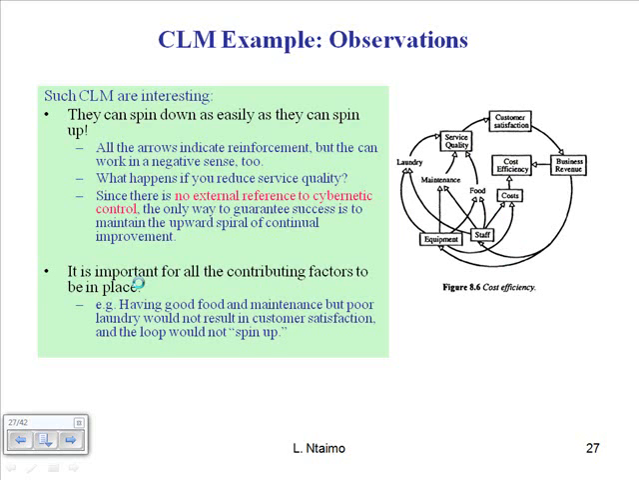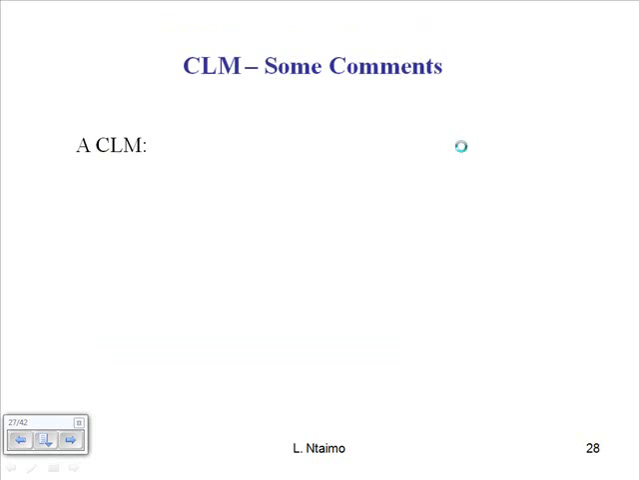It is also important for all the contributing factors to be in place, such as good laundry, maintenance, food. For example, having good food and maintenance but poor laundry would not result in customer satisfaction, right? Any one bad thing is going to affect service quality. It can spin downward. Okay, everybody following?